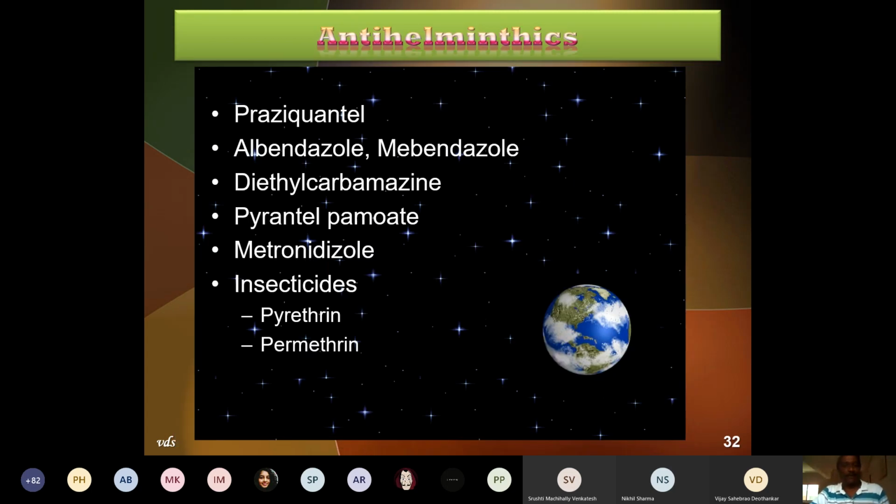For the treatment, praziquantel is the drug, albendazole, mebendazole, diethylcarbamazine, then pyrantel pamoate, metronidazole, insecticides, pyrethrin, and permethrin. These are some of the important anti-helminthic drugs which can be used for the treatment of these nematodes.